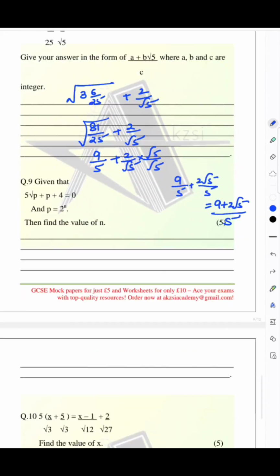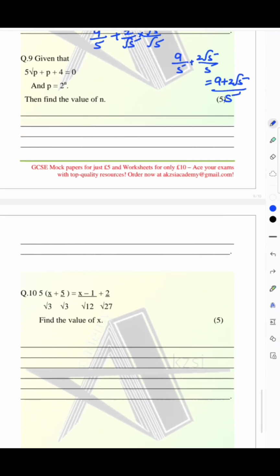Now, given that 5 root p plus 4 equals 0 and p is equal to 2 to the power of n, find the value of n. Either you can put that value right away, but I think it would be better if we solve p first. Definitely it's looking like a quadratic if I assume root p as x.